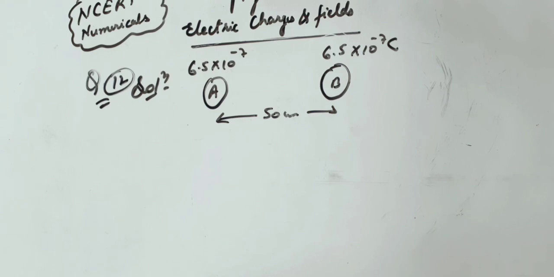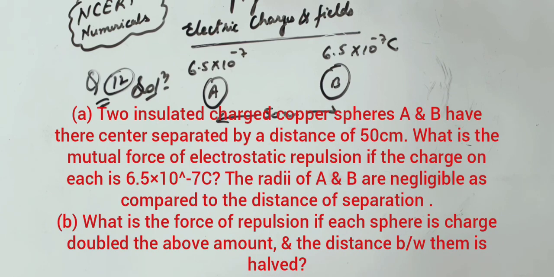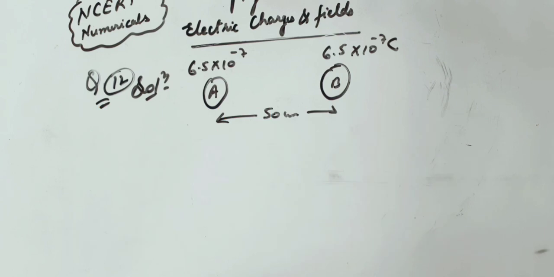Now in question number 12, in the first part: two insulated charged copper spheres A and B have their centers separated by a distance of 50 centimeter. What is the mutual force of electrostatic repulsion if the charge on each is 6.5 into 10 to the power minus 7 coulomb? The radii of A and B are negligible, means the radii of these spheres are negligible compared to the distance of separation.